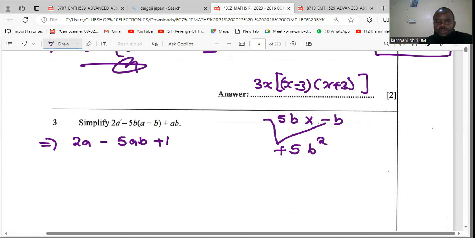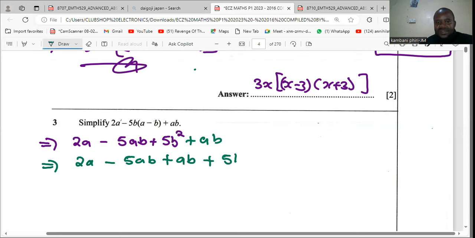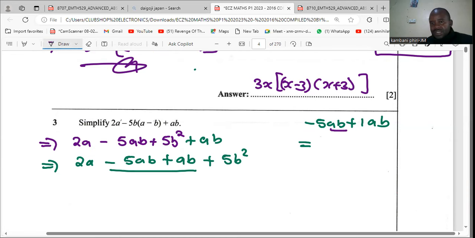So now we can say plus ab. We check for the like terms. So we have 2a minus 5ab plus ab plus 5b squared. You can see that negative 5ab and ab are like terms. So negative 5ab plus ab, we just do negative 5 plus 1 coefficient.